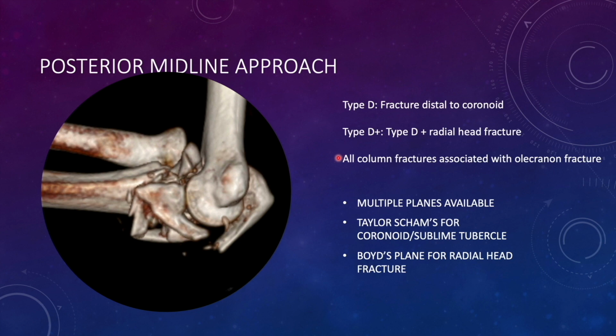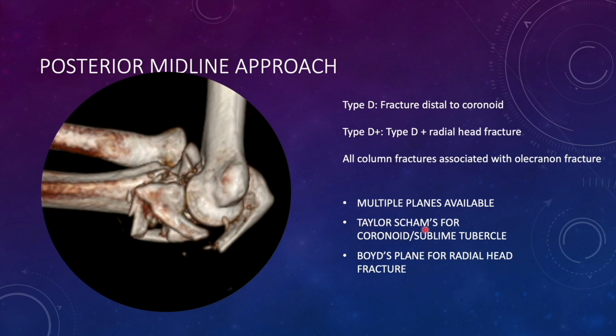And all column fractures which are associated with the olecranon fracture, in all these cases we have to go for posterior approach only because we have to fix the coronoid along with the olecranon fracture, and it will be difficult to fix the olecranon fracture through the anterior approach, which I have told you is meant for isolated coronoid fractures. So by doing the posterior approach, we have the advantages of multiple surgical planes. We can use the plane of Boyd's approach for exposing the radial head. We can use the Taylor-Scham approach for exposing the sublime tubercle of the ulna and the coronoid, and for placement of the implant on the medial surface of the ulna.